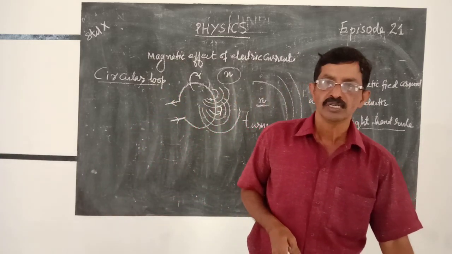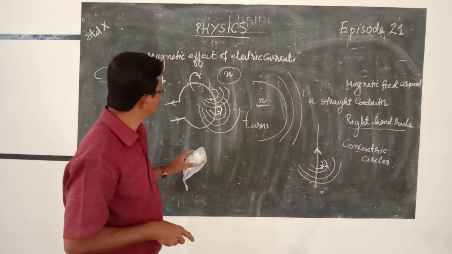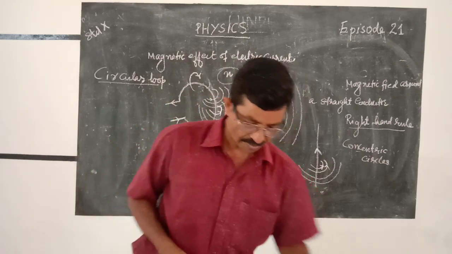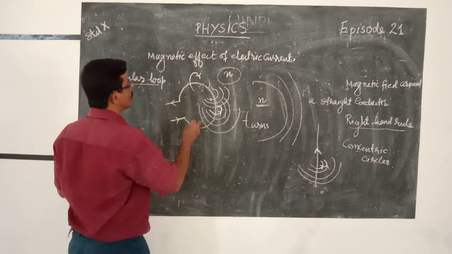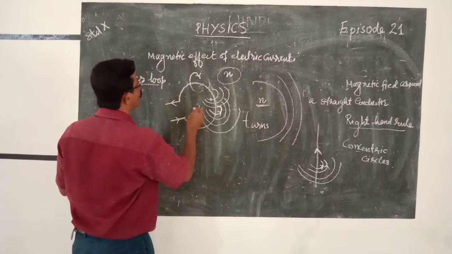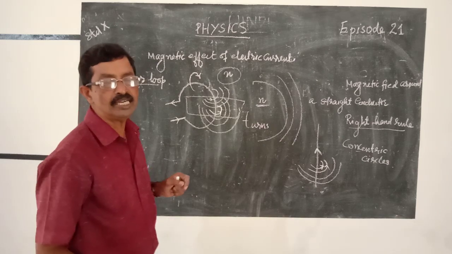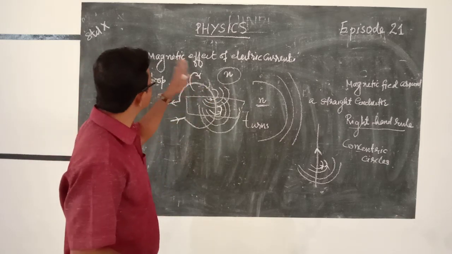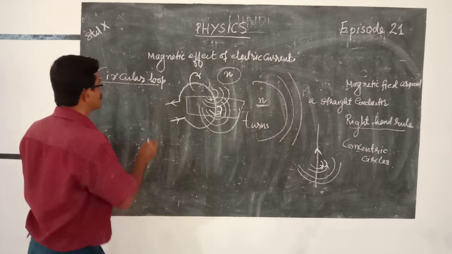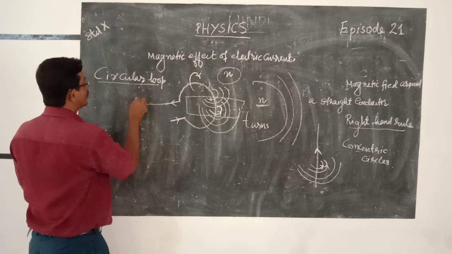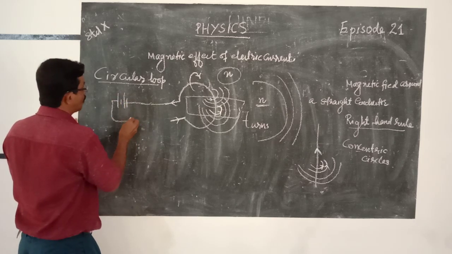Now, this we can find out by doing an activity, by connecting this circular loop that passes through a cardboard. That means in a cardboard, make 2 holes, and pass these circular coils through those holes, and it is connected to a battery and a plug key.